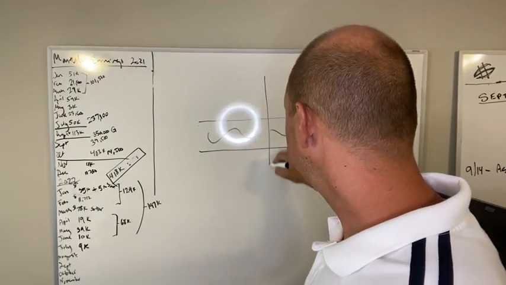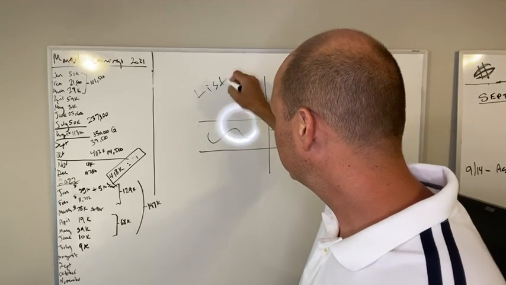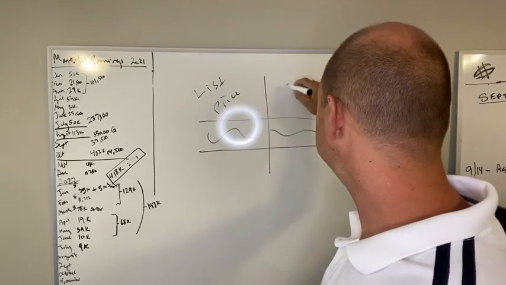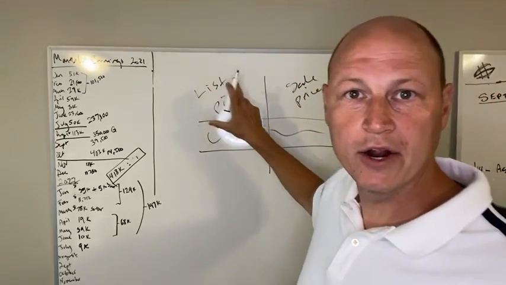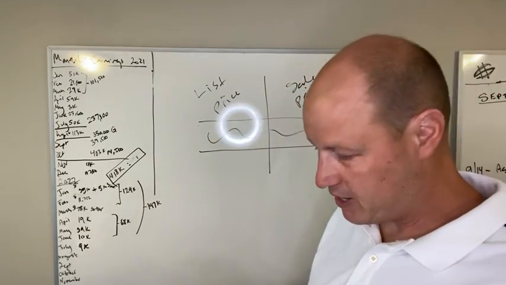This is the list price, and this is the sale price. Now, how can we take what's over here and impact what's over here? I'm going to show you.